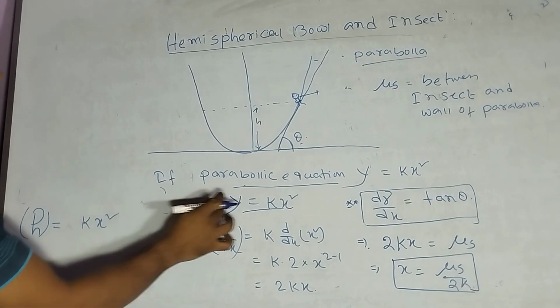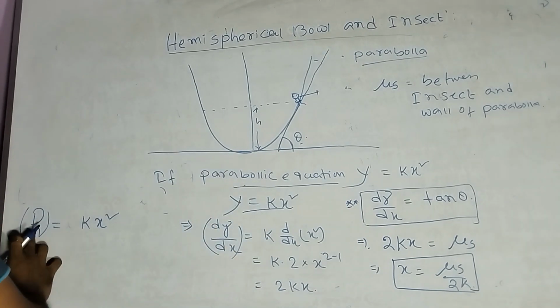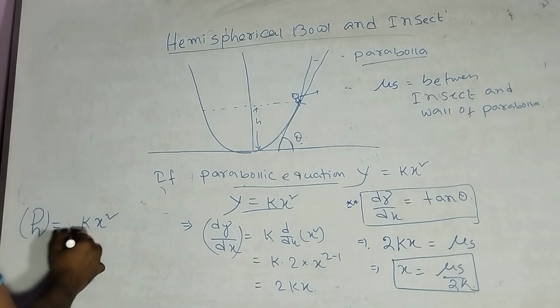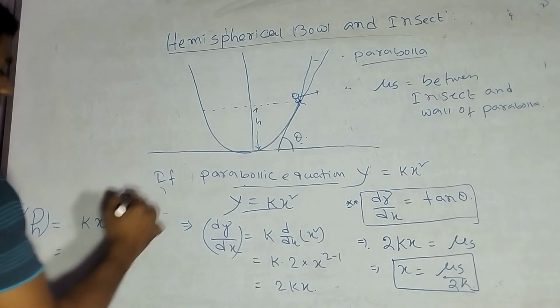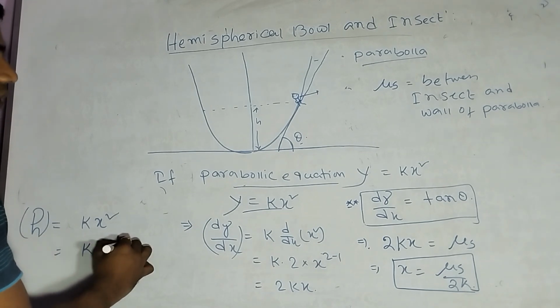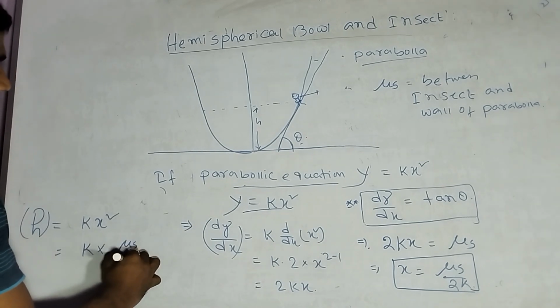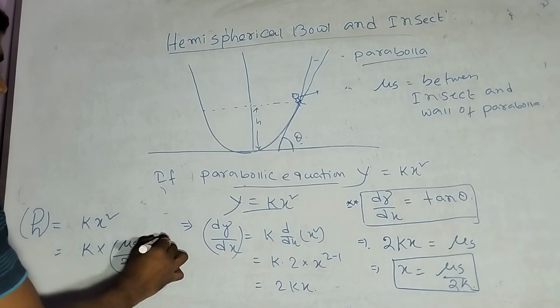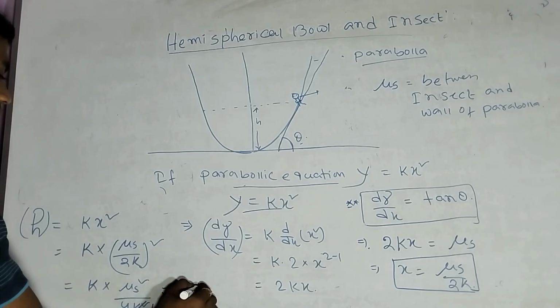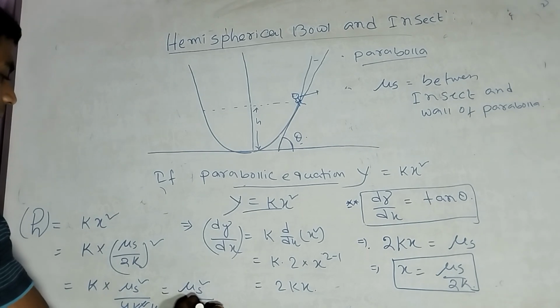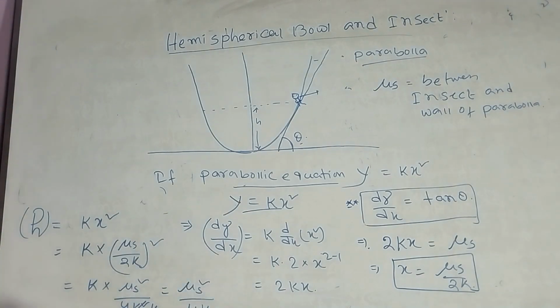The main equation is y is equal to kx square. To determine the shape height, put the x value into this equation. K into x square, where x is mu s divided by 2k, whole square. So k into mu s square by 4k square. K cancels, so the result is mu s square divided by 4k. So the maximum height will be mu s square by 4k.